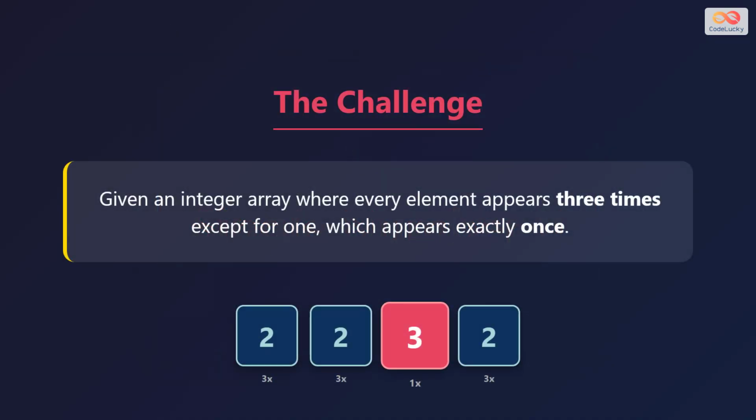Here is the problem. You are given an array of integers where every single element appears exactly 3 times, except for one unique number that appears only once. Your task is to find that single number. For example, if the input is 2, 2, 3, 2, the output should be 3.